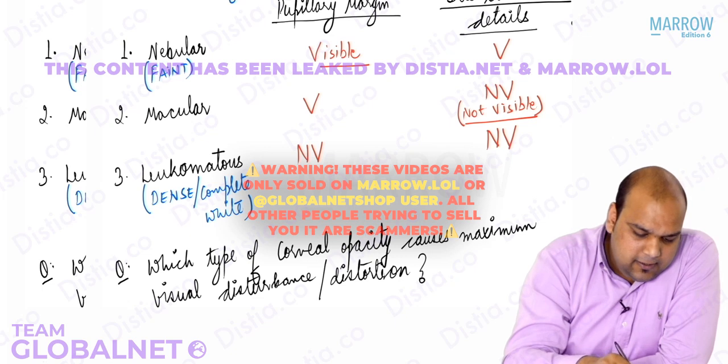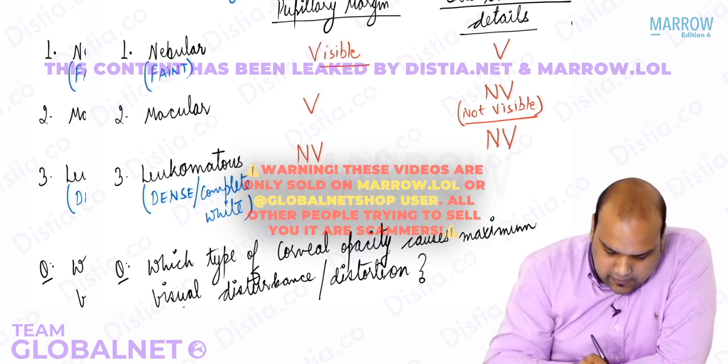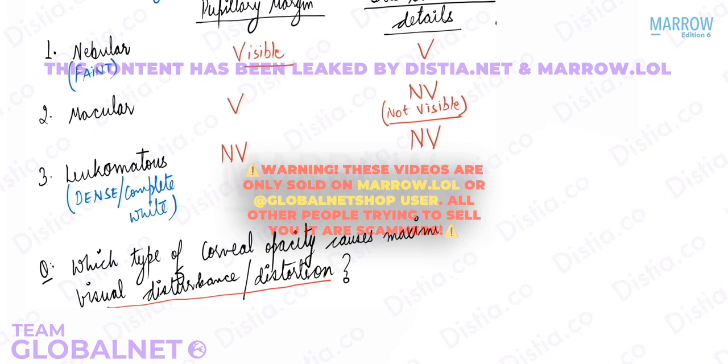Okay? So, see, this is basically an English question. As soon as we read this question, we immediately start to think leukomatous. Leukomatous is the most dense, so it must be causing the most problem. See, but the point here in this question is, the examiner is not asking you which of the following causes maximum visual loss. Visual loss will be caused by leukomatous. They are asking you maximum visual disturbance or distortion, meaning that the patient can see, but the patient will complain of some problem in vision.